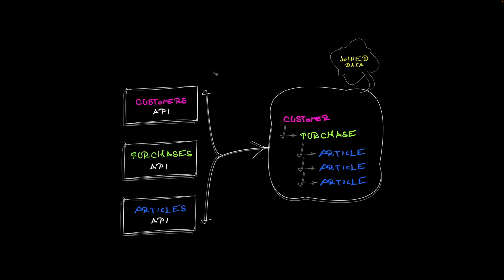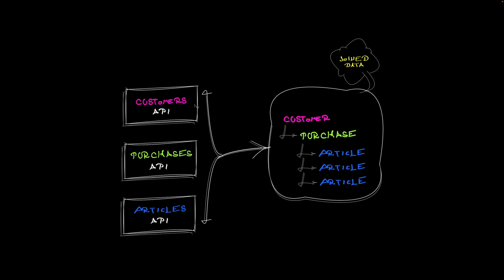So let's suppose that we have a large and complex system where we have 3 departments in our company. One department is only concerned with customers, the other one with purchases, and the third one with articles. So if you think about it, we are basically modeling an online store.